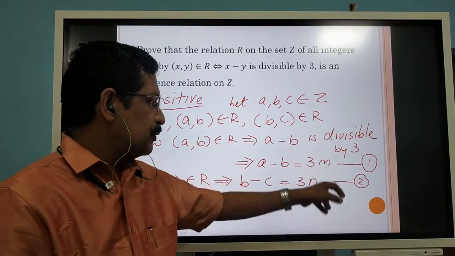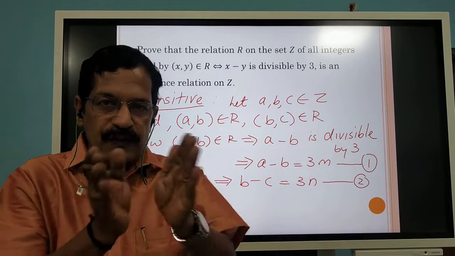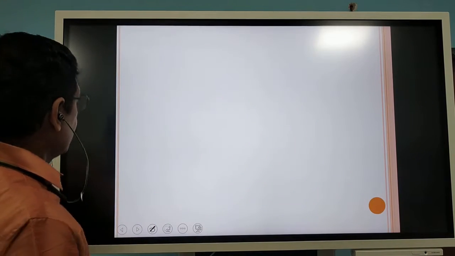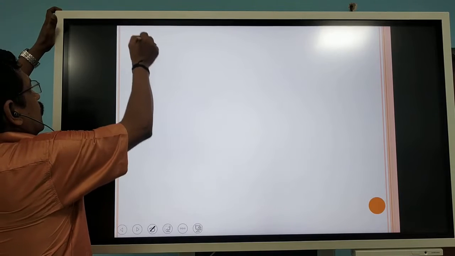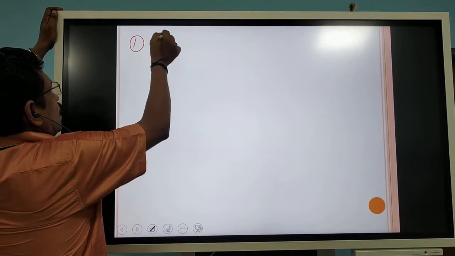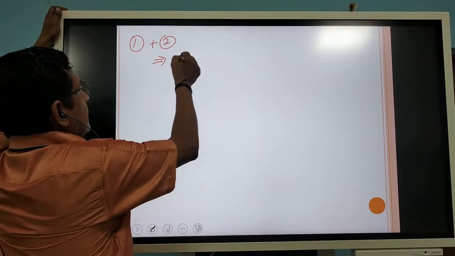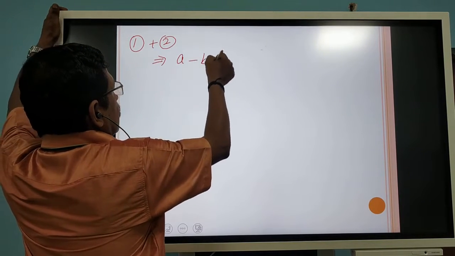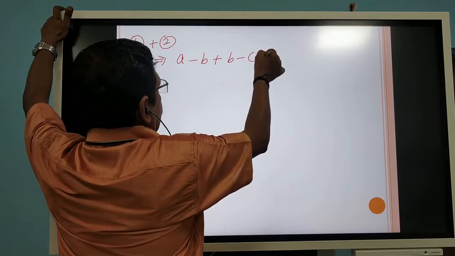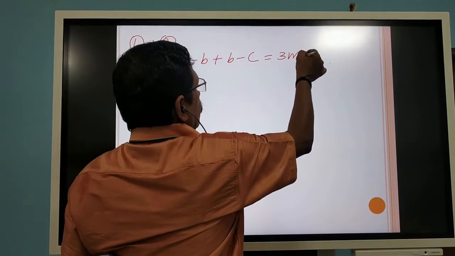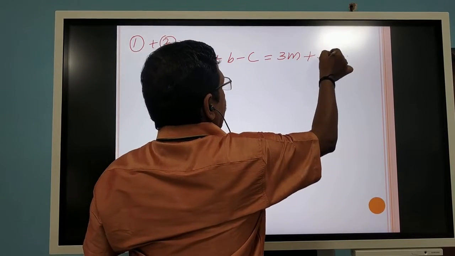So we are having two equations here, 1 and 2. We just add 1 and 2. We are adding 1 and 2. 1 plus 2 gives: first one is a minus b plus, next is b minus c, and that is equal to 3m plus 3n.